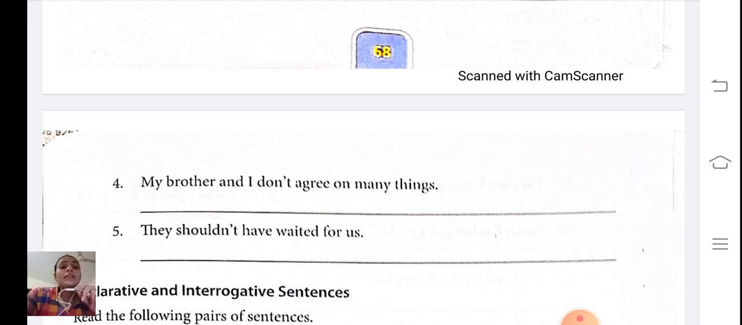Fifth one. They shouldn't have waited for us. They should not have waited for us. So we have to remove not from this sentence. It is very easy. They should have waited for us. Okay. So complete these two exercises in your homework.